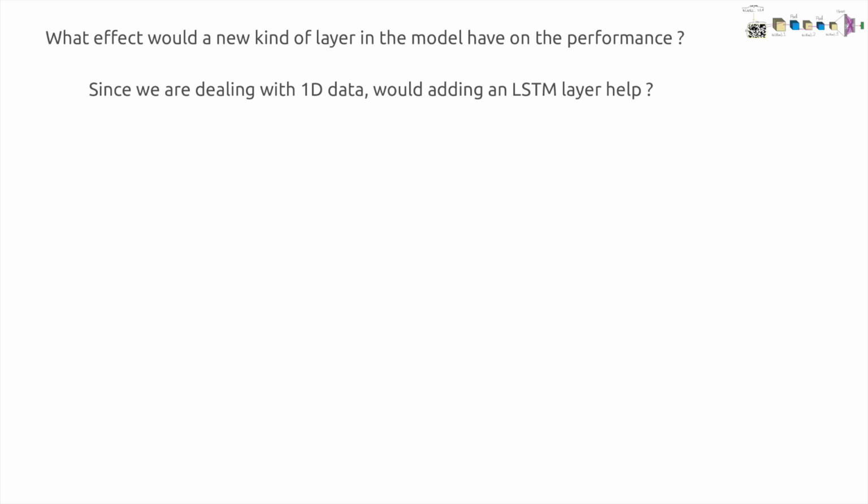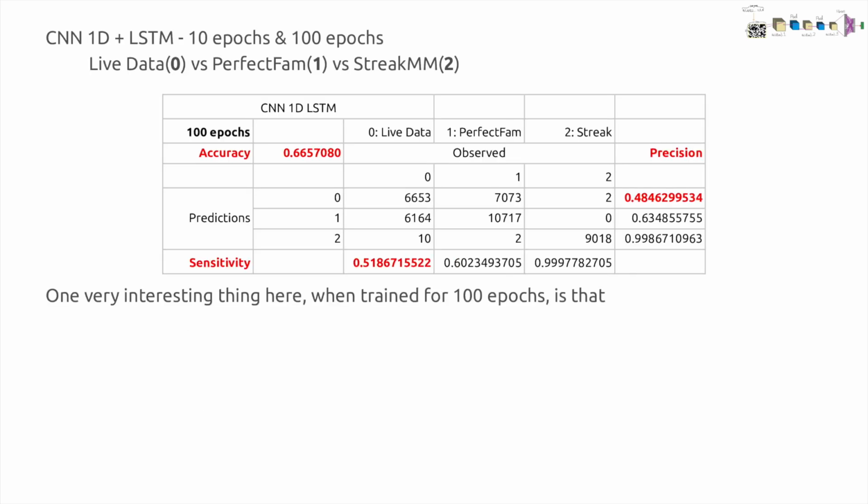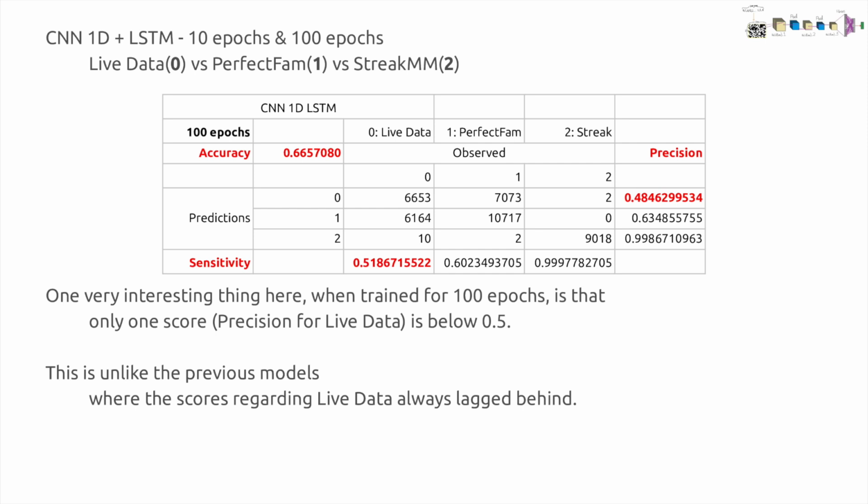What effect would a new kind of layer in the model have on the performance? Since we're dealing with one-dimensional data, would adding an LSTM layer help? The new model will have one LSTM layer between the two fully connected linear layers. One very interesting thing here, when trained for 100 epochs, is that only one score, precision for live data, is below 0.5. This is unlike the previous models, where the scores regarding live data always lagged behind.